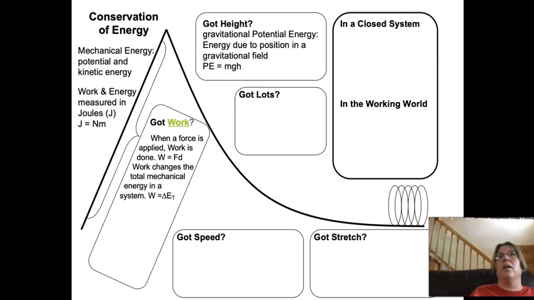Your reference table gets around this by putting a delta in. So they don't have the formula that's written here. They just have delta PE equals mg delta h. And they're reminding you that the change in PE is directly related to the change in height.